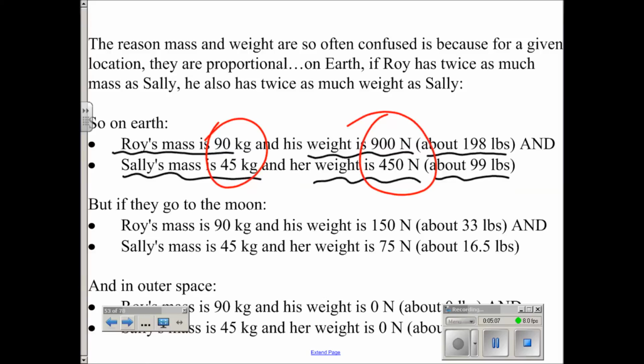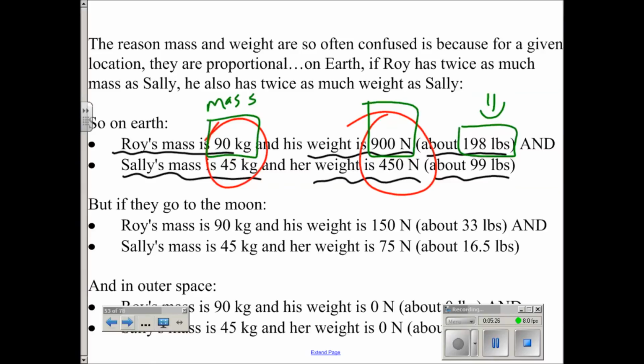Roy would tell you that he weighs 198 pounds, which is correct. If you went to Europe and said, how much do you weigh? He would say 90 kilograms, which is incorrect. That is not his weight, that's his mass. To correctly give you his weight in Europe, he should say 900 newtons. And for whatever reason, Europeans do not use newtons.